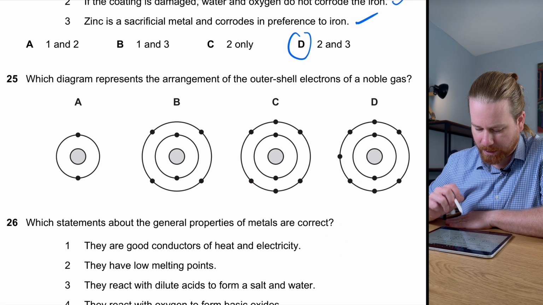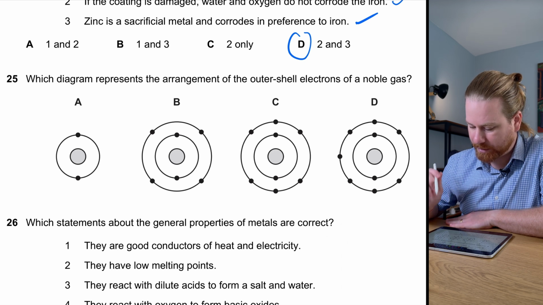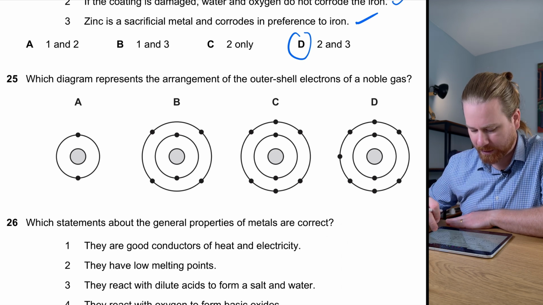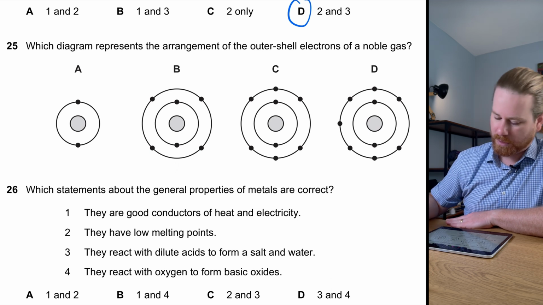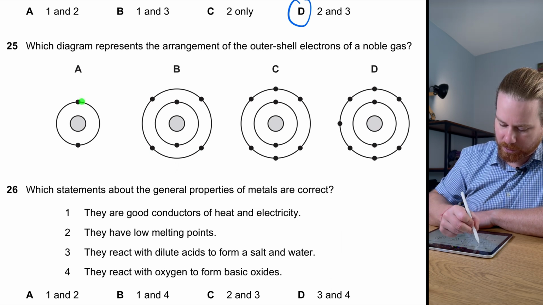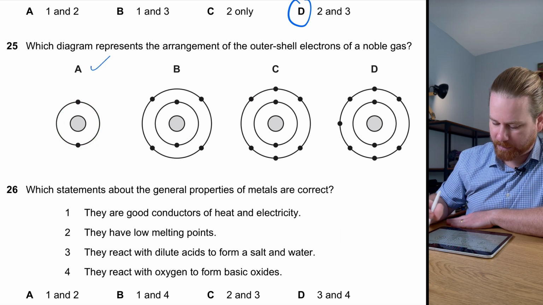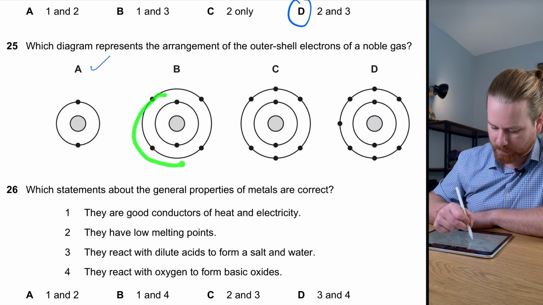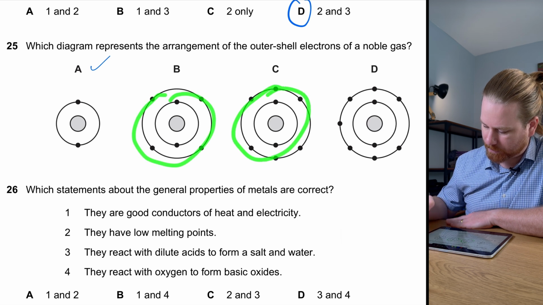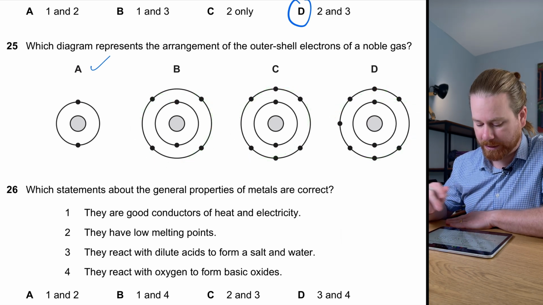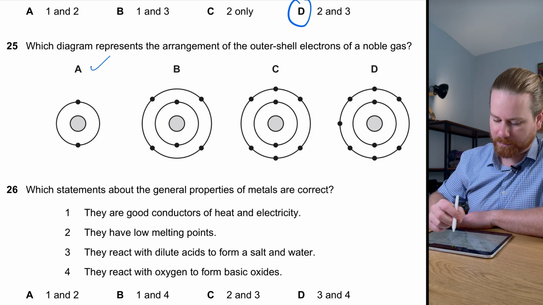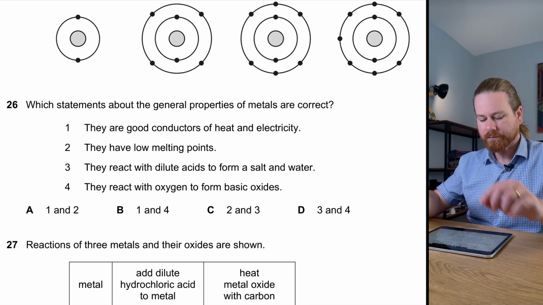Okay, which diagram represents the arrangement of the outer shell electrons of a noble gas? Well, we have to have a full outer shell. So if we look at here, we've got a full outer shell. So already, it's probably going to be A. Let's just check the others. This is not full. This is not full. And this is not full. So the first shell only needs 2 electrons to be full. So that's why our answer is A.